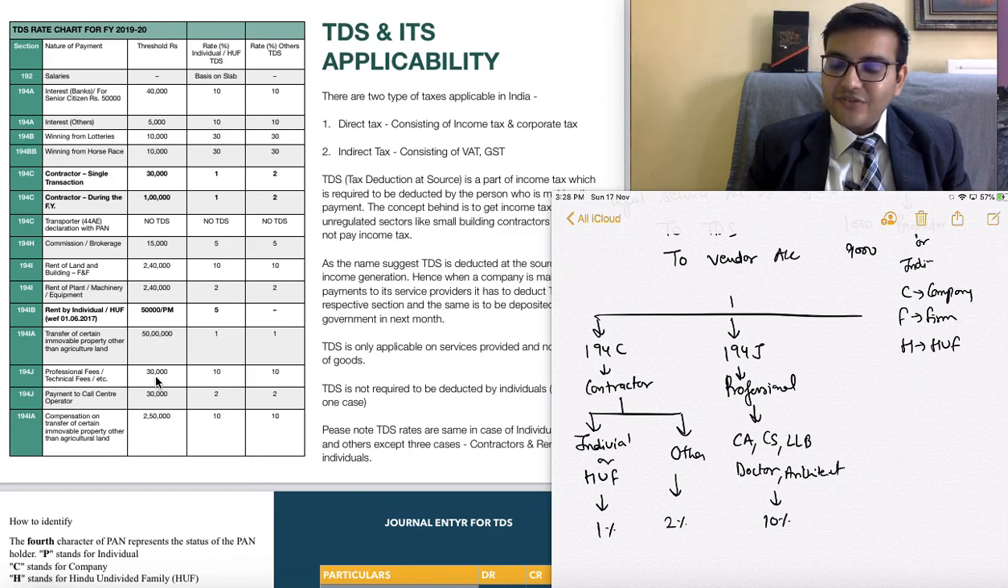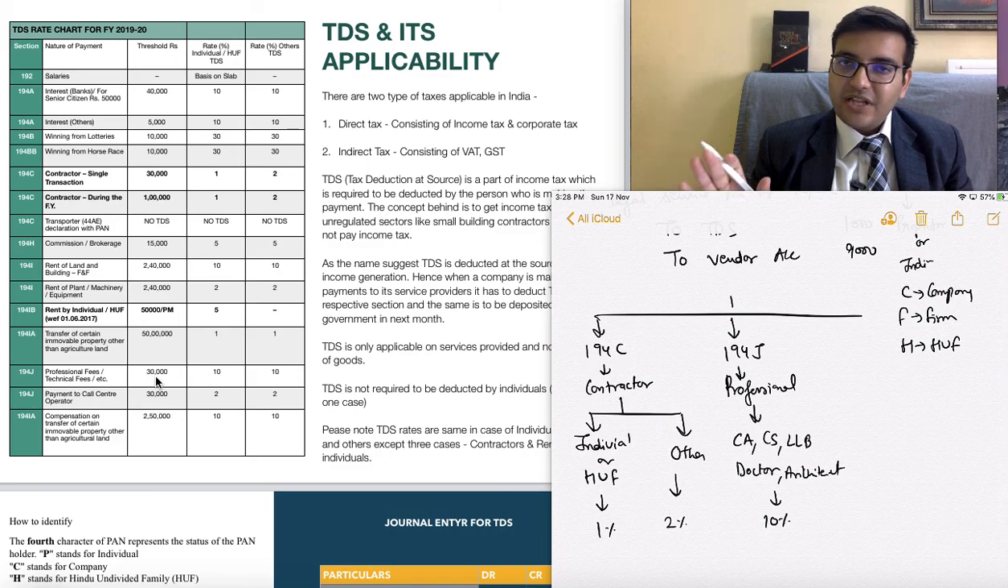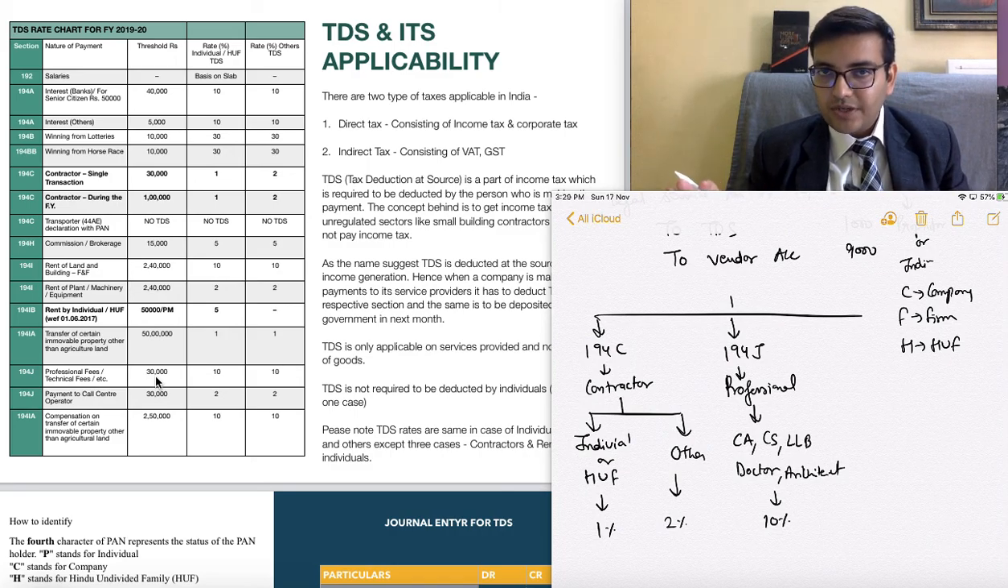So in case you are paying to a professional more than 30,000 rupees in a single transaction or in the whole year, then you have to deduct TDS at the rate of 10%. Simple as that. But what we do practically, we deduct whatever the amount would be. Even if it's 20,000, we deduct 10%. There's no question about it. That's what all the companies do. Okay.